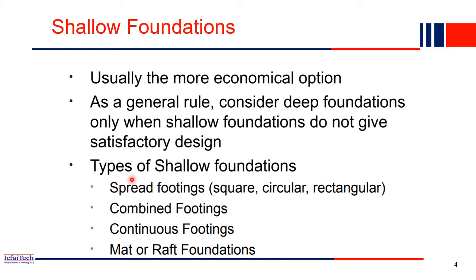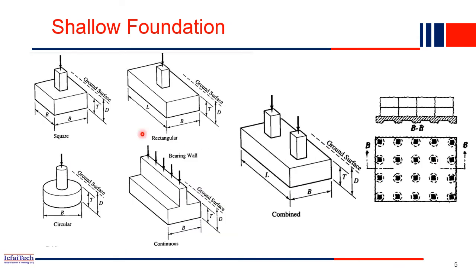As I mentioned, these are the different types of shallow foundation. First, spread footing, which may be square, circular or rectangular, whatever it may be. Next we have combined footing: when two footings are combined together, we call it combined footing. Then we have continuous footing, and then the raft and mat foundation or footing. In the next slide we'll see each category in detail. So these are the shallow foundations.